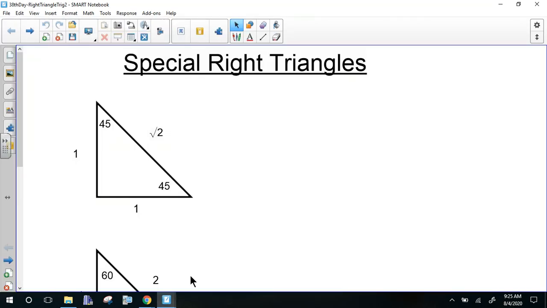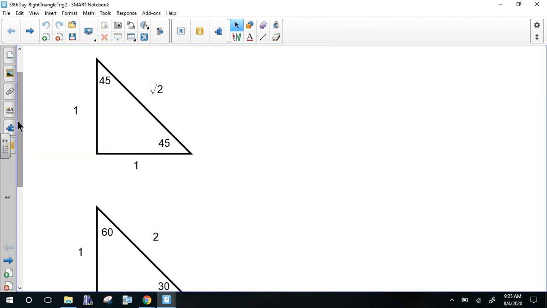Just a quick review of the special right triangles. There's 2 of them. We have a 45, 45, 90. And the ratio of side lengths, the 2 legs are both the same. They're both 1. The hypotenuse is square root of 2.